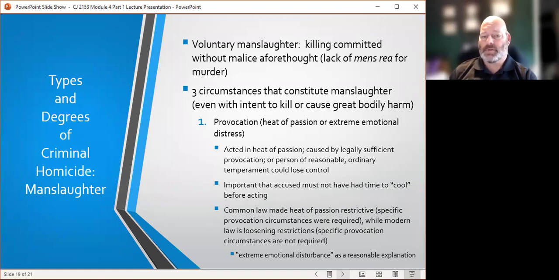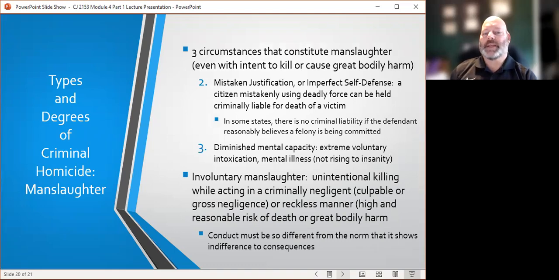Within the common law, the heat of passion was made very restrictive. It was specific to provocation circumstances that were required. While modern law has tended to loosen those restrictions on heat of passion, in which specific provocation circumstances aren't required. For example, extreme emotional disturbance is a reasonable explanation for provocation.